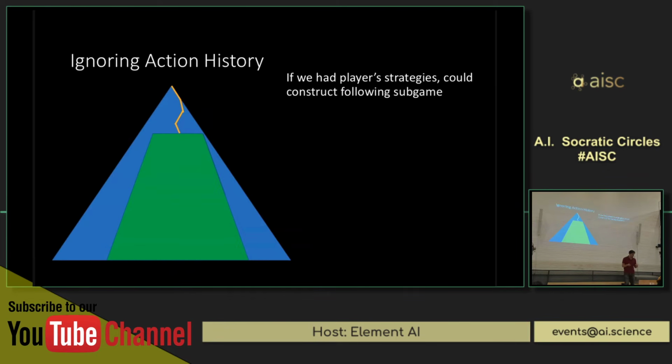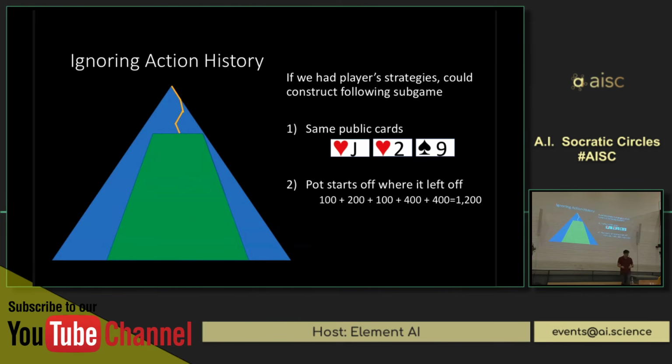Okay. So that's great. So what we're going to do, if both players knew each other's strategy, you could create a subgame that ignores the history by just starting with those ranges, right? So you could think of this fake public game where we start with these three public cards. The pot starts off where the pot ended in the last case.